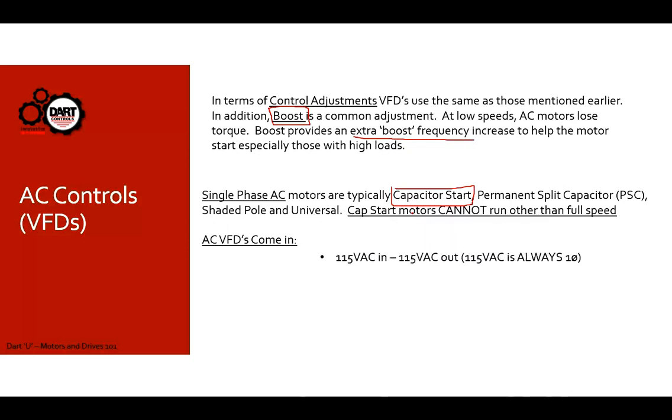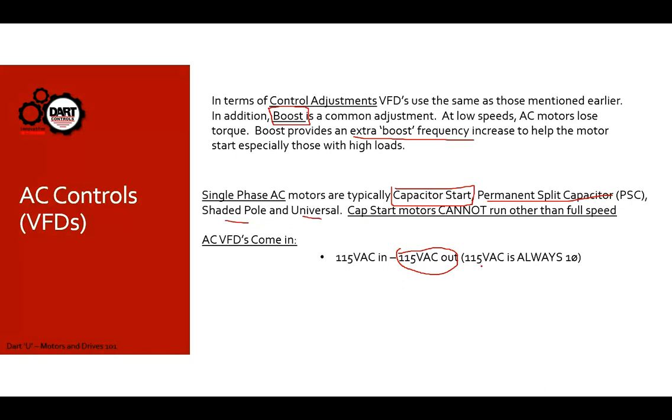So what flavors of variable frequency drives can you get? It's possible to find 115 in, 115 out. These would work. A 115 VAC out variable frequency drive would work well with PSC, shaded pole, and universal type motors.